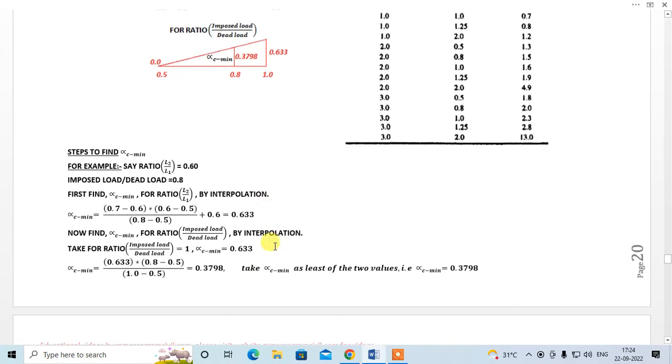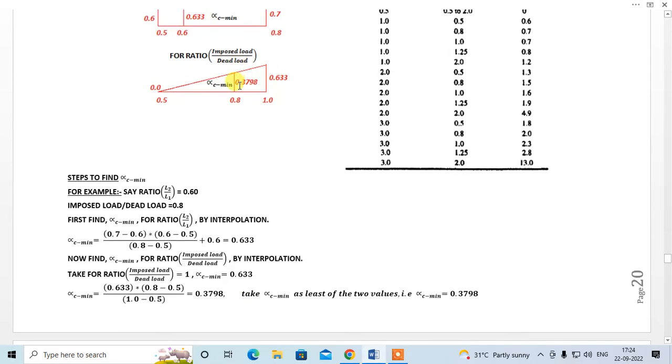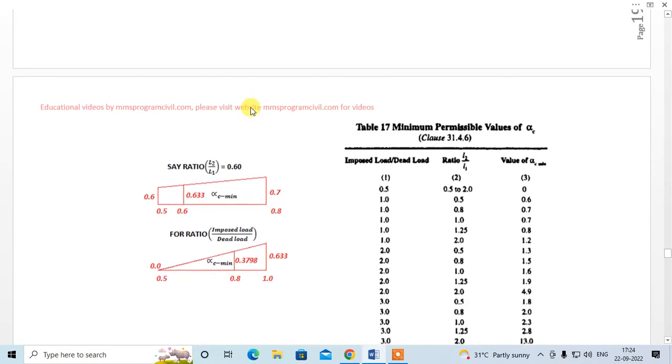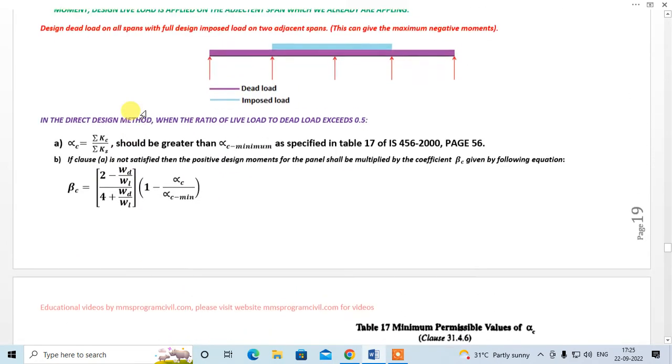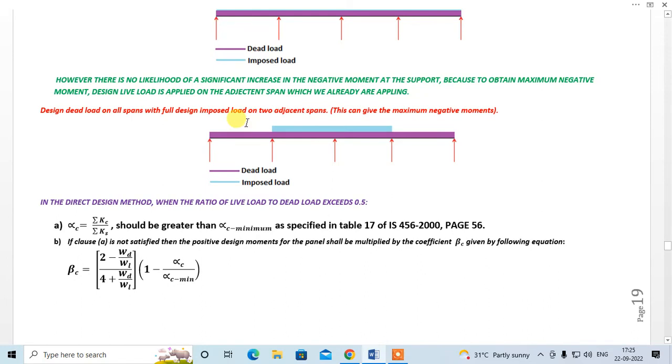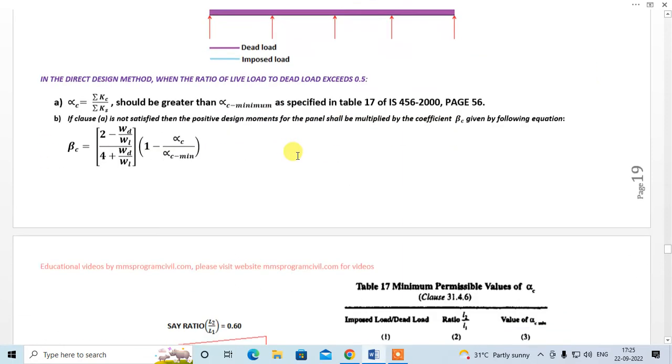So our alpha c should be greater than 0.3798. And if our alpha c is not found to be greater than 0.3798, then we will have to find beta c, and we have to multiply that beta c for the corresponding positive moment for the selected span. Okay, fine.